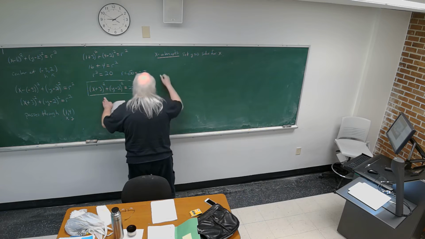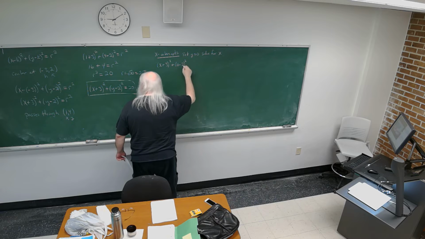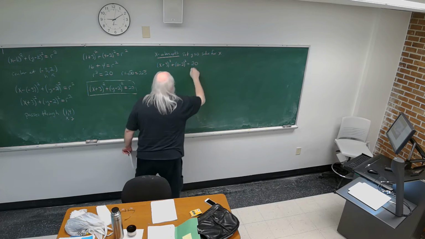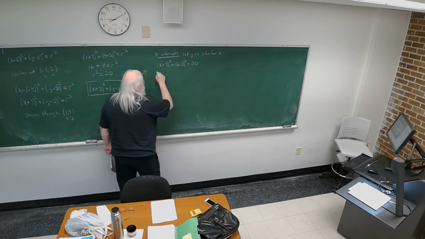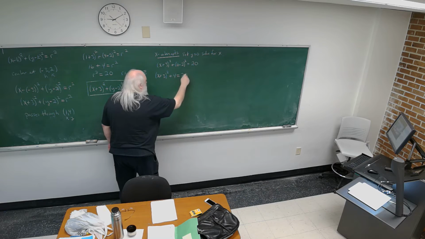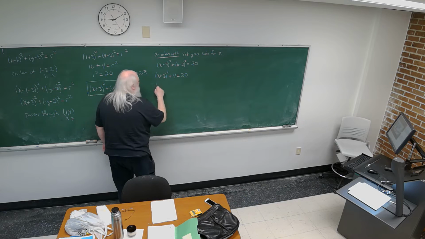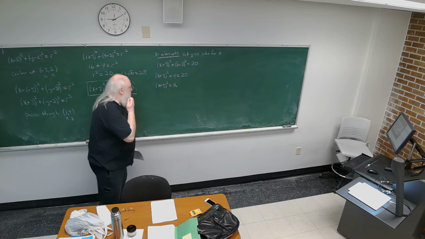So here's our equation. We have (x plus 3) squared plus (0 minus 2) squared is equal to 20. Now we solve for x. Put 0 in for y. So we have (x plus 3) squared plus negative 2 squared, which is 4. And now we subtract 4 from both sides. We get (x plus 3) squared is equal to 16.